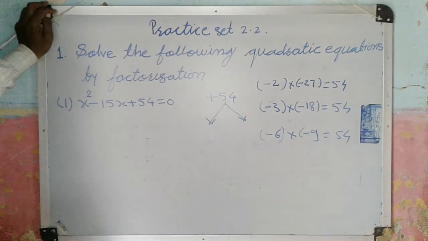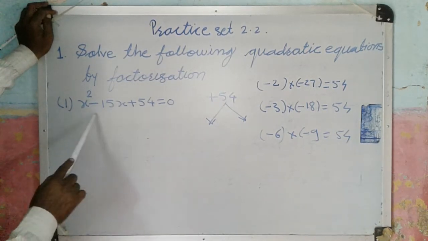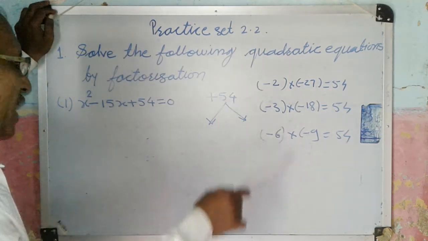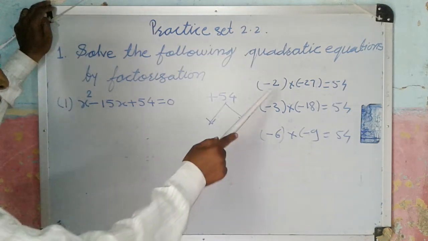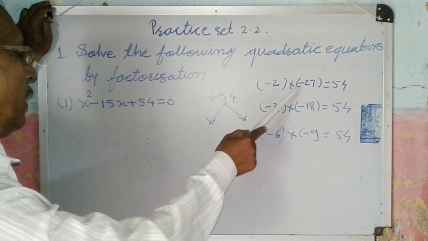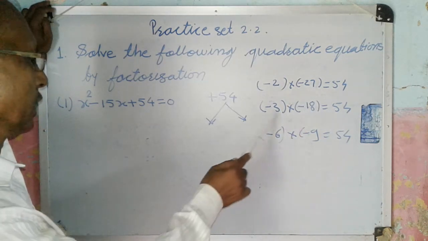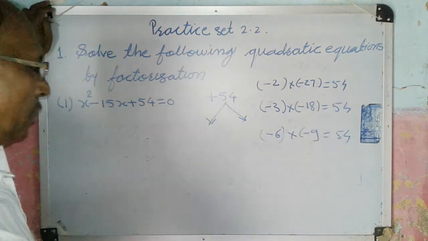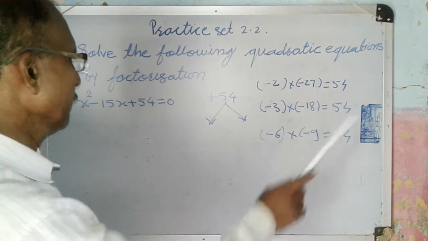Now see here. So find the factors of plus 54 such that the sum is minus 50. Now here we have some pairs of factors of plus 54. See here, minus 2 multiplied by minus 27 is 54. Minus 3 multiplied by minus 18 is equal to 54. Minus 6 multiplied by minus 9 is equal to 54.